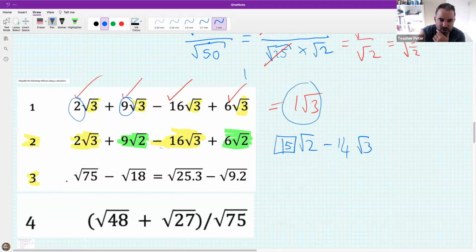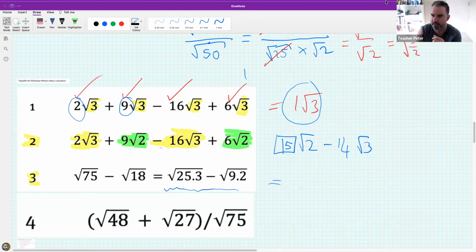Let's see if we can do number 3 now. For number 3, they show you the first bit. They actually show you what the first step is. See if you can get the answer for number 3. I'll give you a minute to do it.